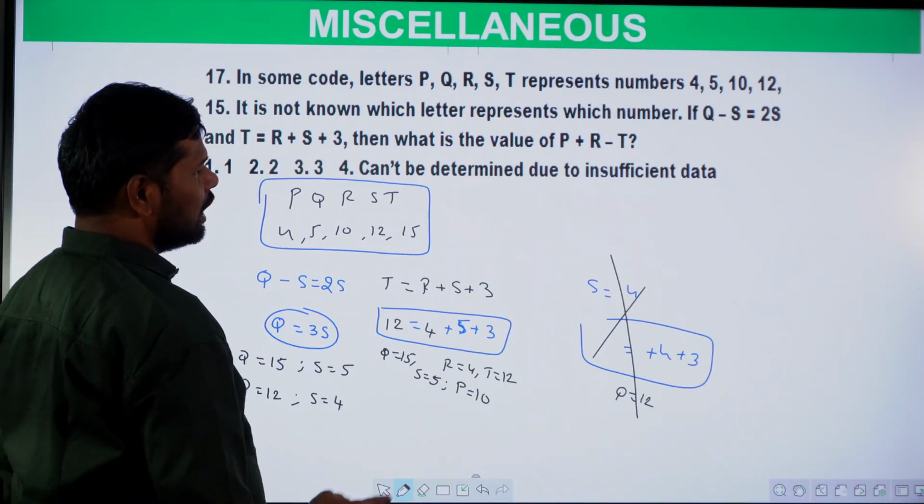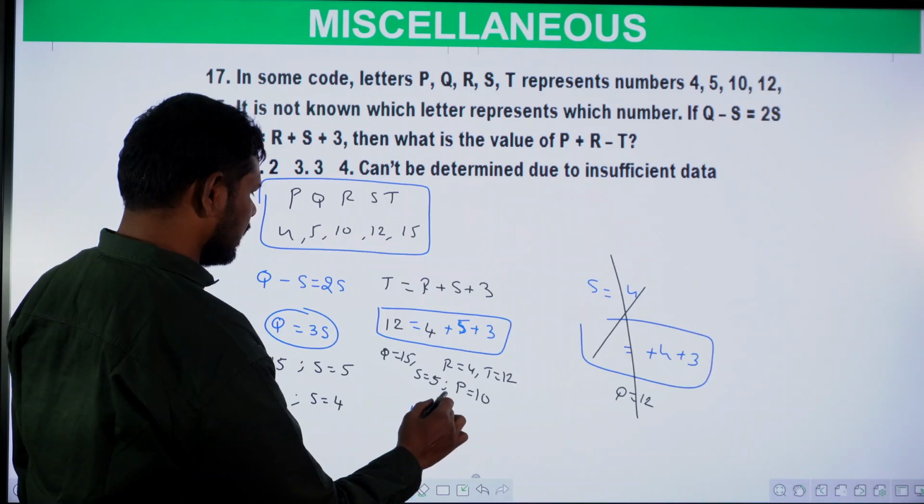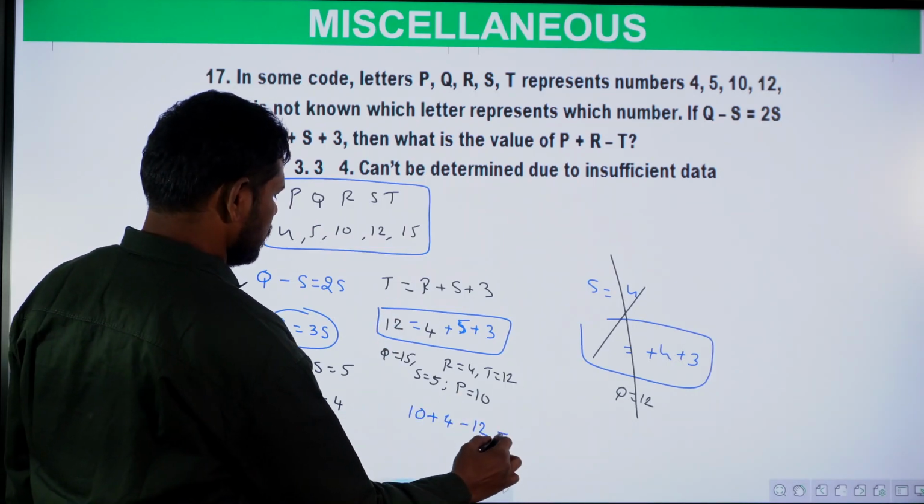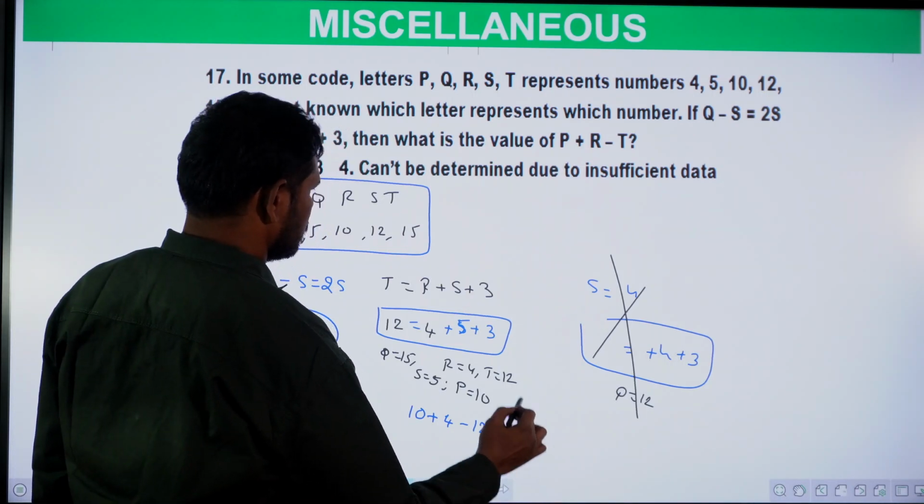They are asking about P plus R minus T. P value is 10, plus R value is 4, minus T value is 12 according to this statement. So 10 plus 4 minus 12 is 2. That is the answer.